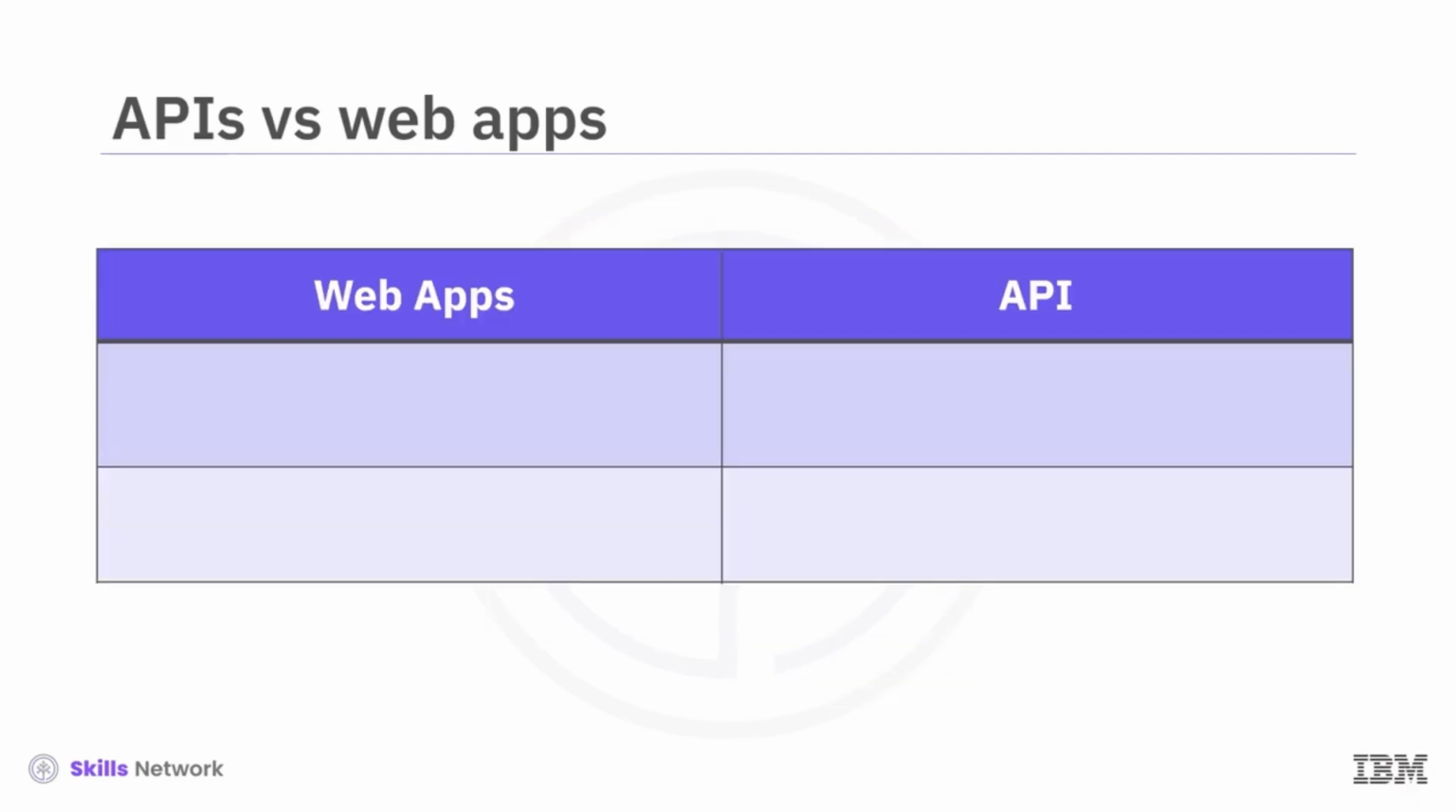The nature of all web apps is to share data with other apps. Essentially, all web apps may be considered APIs.